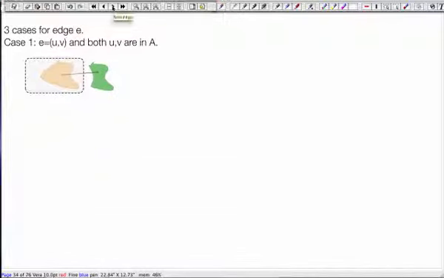Okay, so let's consider the first one. Case 1, U and V are both in A. So if U and V are both in A, this is U and this is V, I'm going to take every vertex that is connected to U so far, by the edges in A, and I'm going to call that S. And whatever is in the rest of the graph is going to be V minus S. There are other nodes which I haven't depicted here. And now what does the cut theorem tell us?